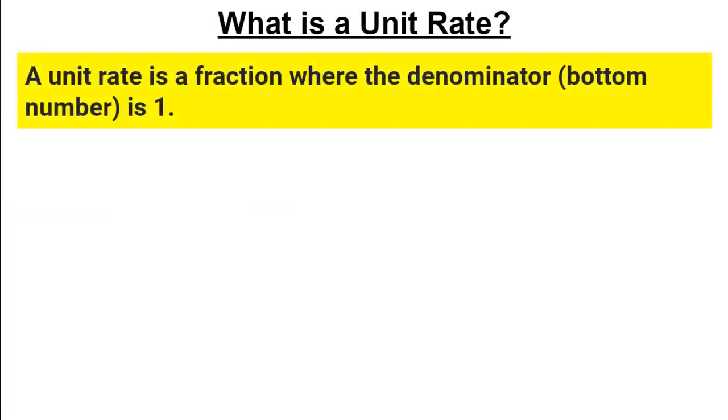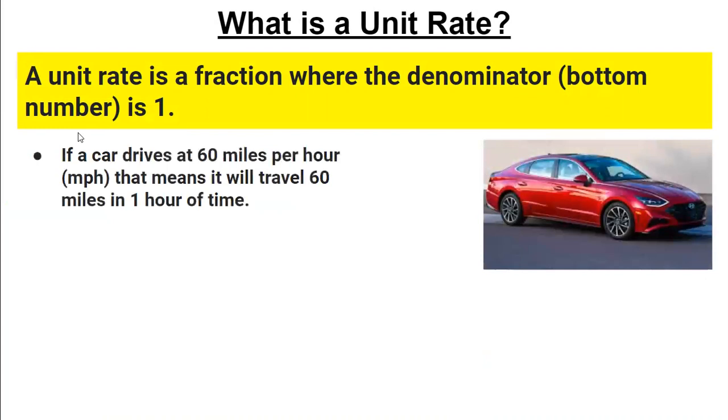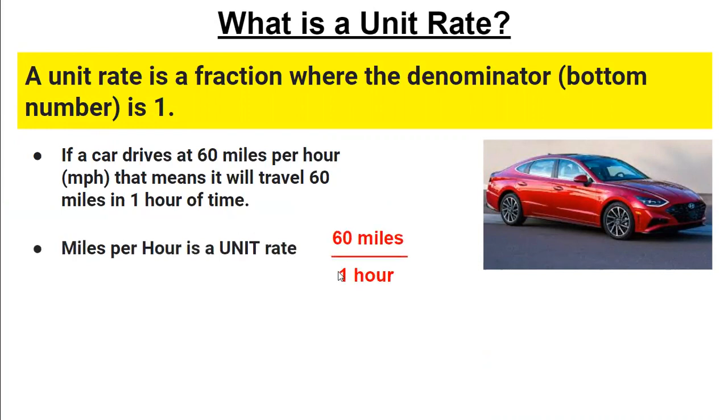Let's continue. What is a unit rate? A unit rate is a fraction where the denominator, that's the bottom number, is 1. So if the car drives at 60 miles per hour, mph, this means it will travel 60 miles in 1 hour of time. That is the unit rate. Miles per hour is a unit rate because there's a 1 on the bottom.